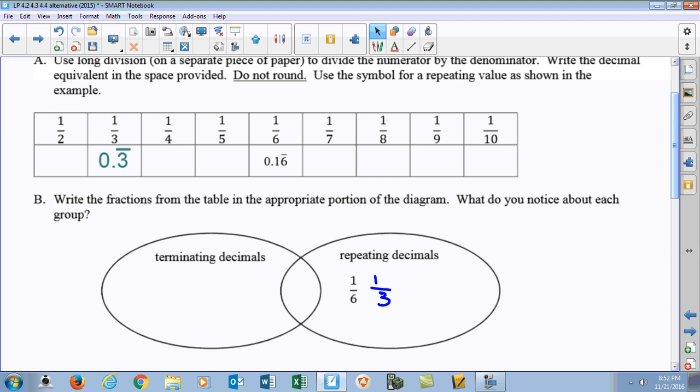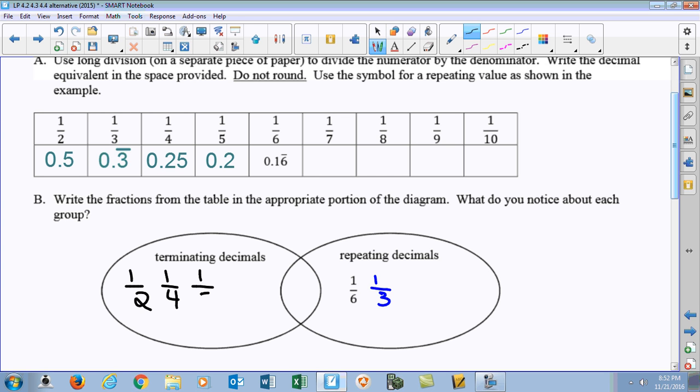All right, now that we're back, I'm going to go through and show these answers. 1/2 is 0.5. That's a terminating decimal, so we can write 1/2 right there. 1/4 is 0.25. That's a terminating decimal. 1/5 is 0.2, also a terminating decimal. 0.25 terminates at the hundredths spot, and 1/2 and 1/5 terminate at the tenths spot.